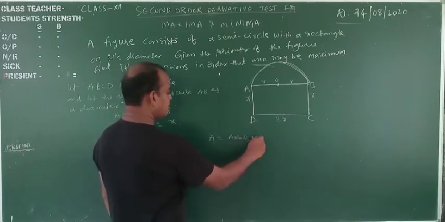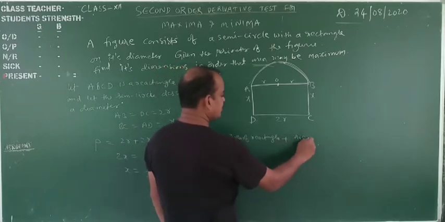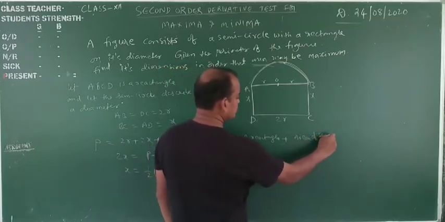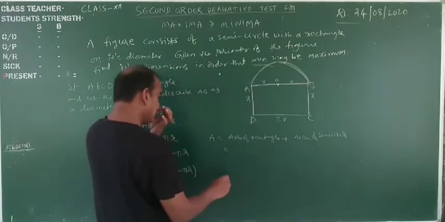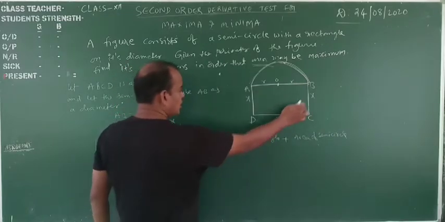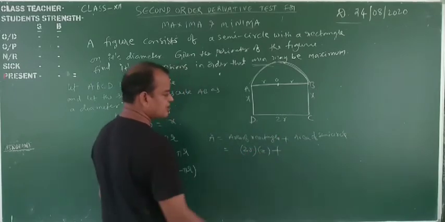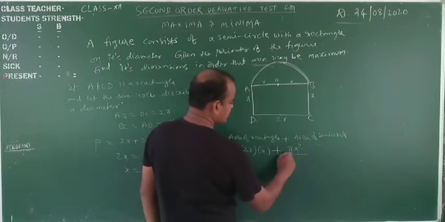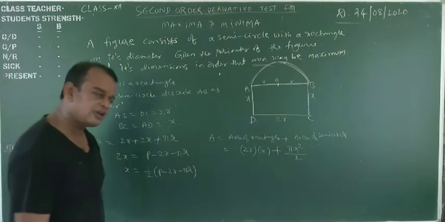Area of rectangle plus area of semicircle, right? Area of rectangle formula is length into breadth, 2r into x, plus area of the semicircle, which is pi r square by 2. Actually, the area of the circle is pi r square, so the area of the semicircle is pi r square by 2.